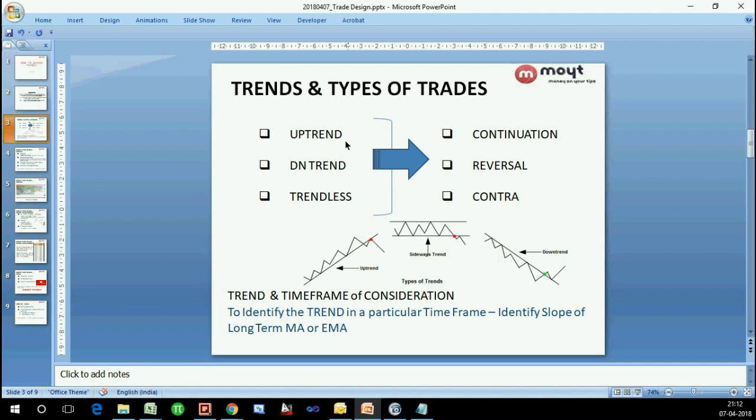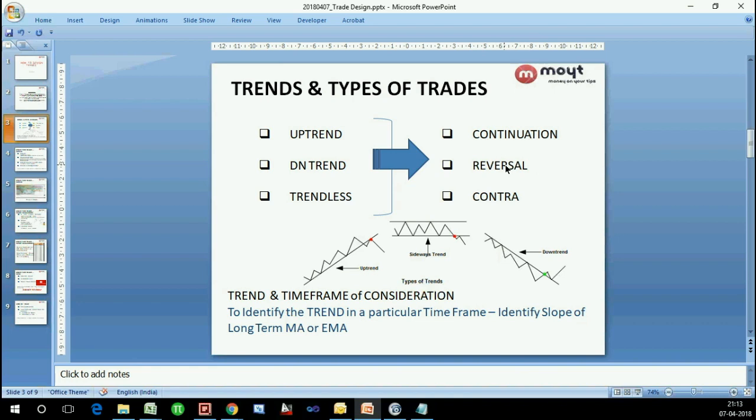Once you have found a stock that you are interested in trading, the stock is in an uptrend, downtrend, or maybe trendless. The trades that come out of this are: it can be a continuation trade, where you want to go with the trend; it can be a reversal trade, where you think the trend is coming to an end and is going to reverse and you bet on the opposite side. And then there is one more, contra bets. Contra bets and reversal are two different things.